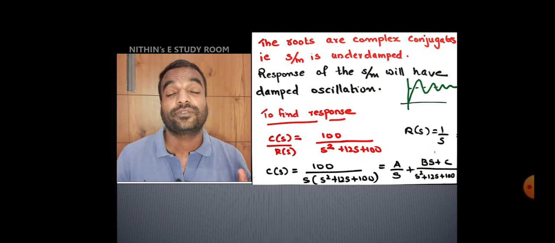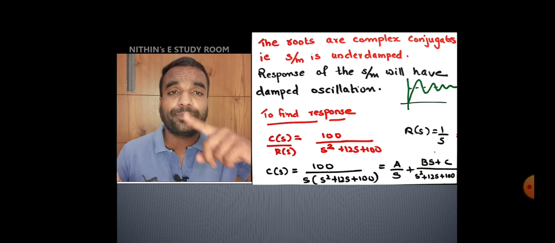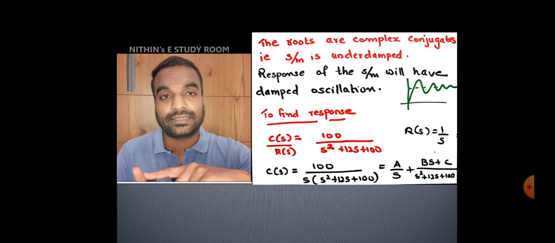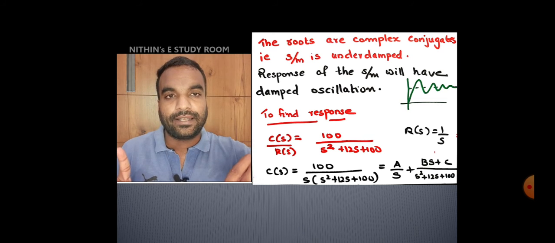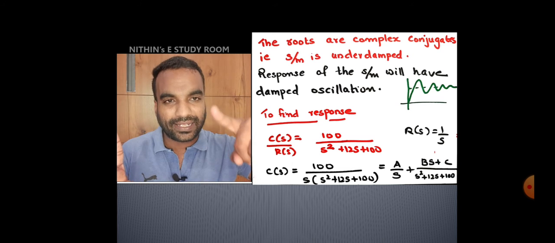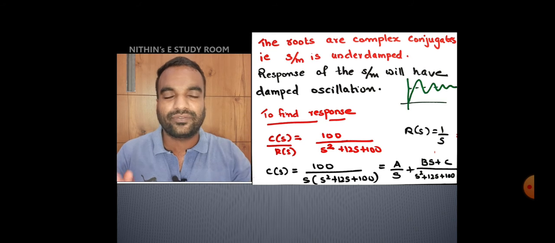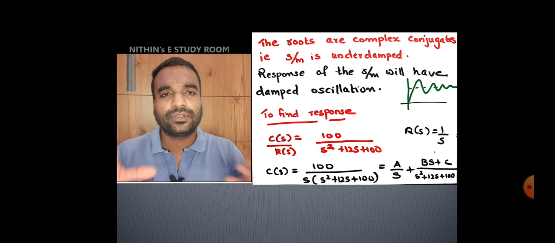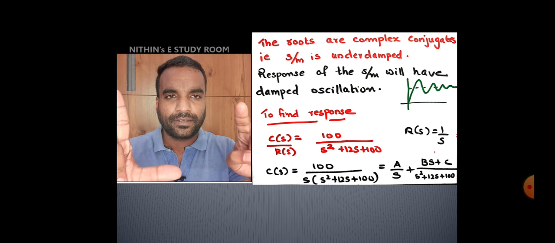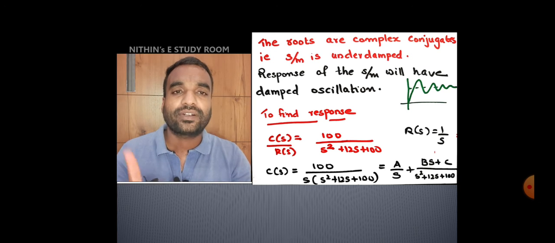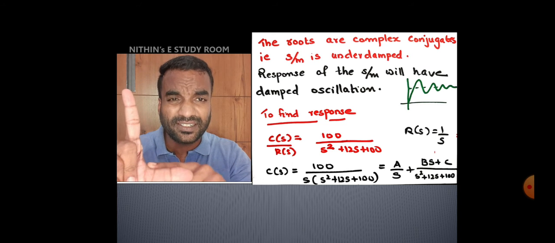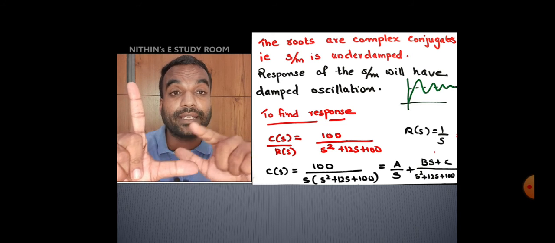So the response of the system will have damped oscillation. In undamped, it is undamped oscillation. In underdamped, oscillations will be there, but it is undergoing some damping action, so it will reduce. In critically damped, no oscillation will be there. It will exactly go to 1. But in overdamped, it will go to 1 with no oscillations, but it will take a high time to move to 1.